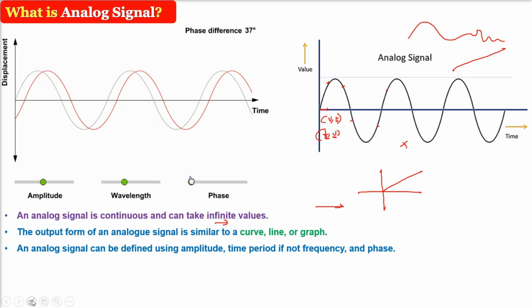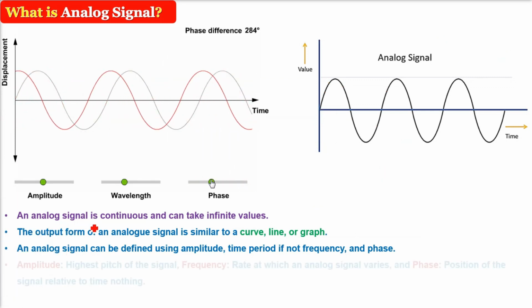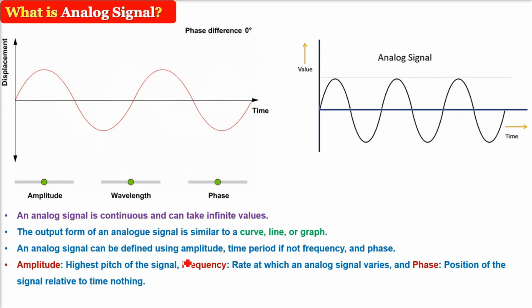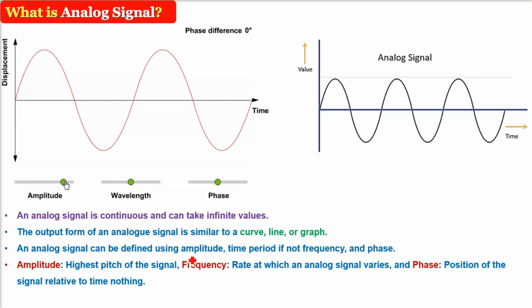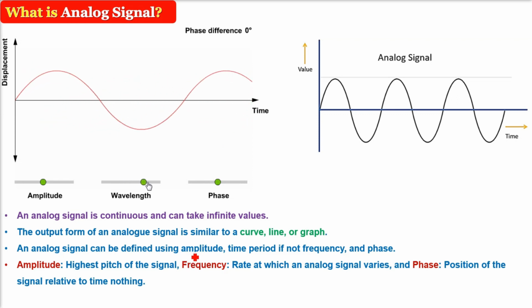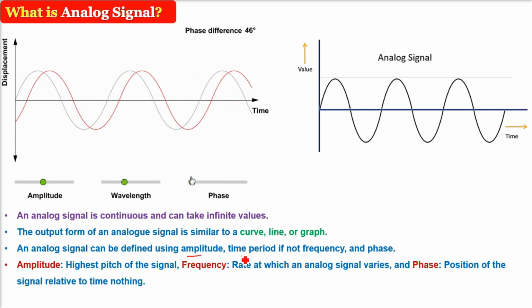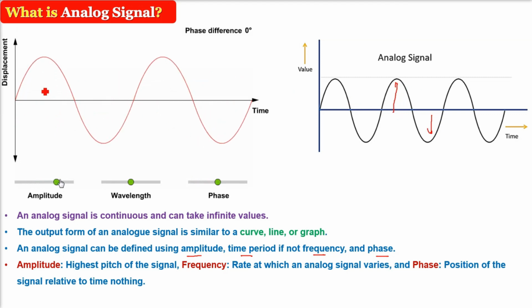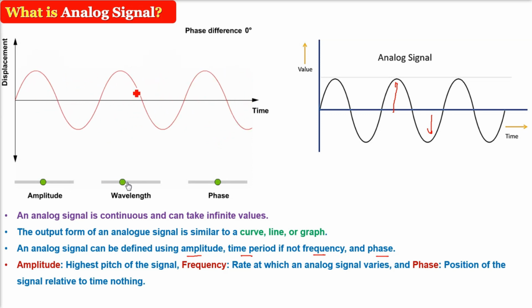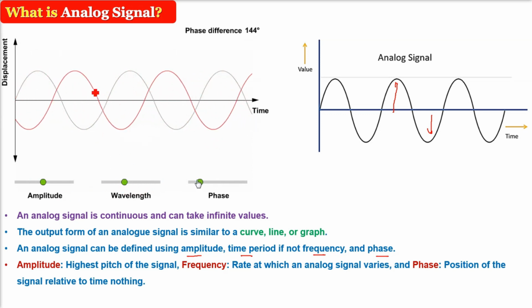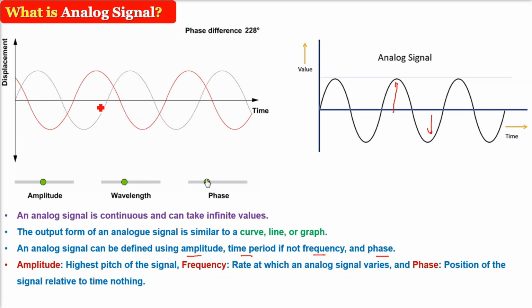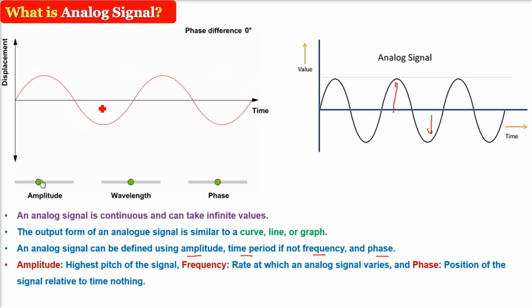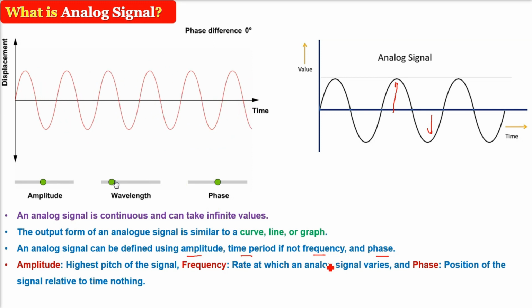Okay. So an analog signal can be defined with respect to various quantities. Prominently amplitude, time period, which you can call frequency because they are just the reverse of each other, and phase. Amplitude, frequency and phase. Frequency is inversely related to wavelength. Amplitude is the highest pitch of the signal. Frequency is the rate at which an analog signal varies. Now you see, when we change the wavelength, the frequency also changes. So wavelength high, frequency less. Wavelength low, frequency high.